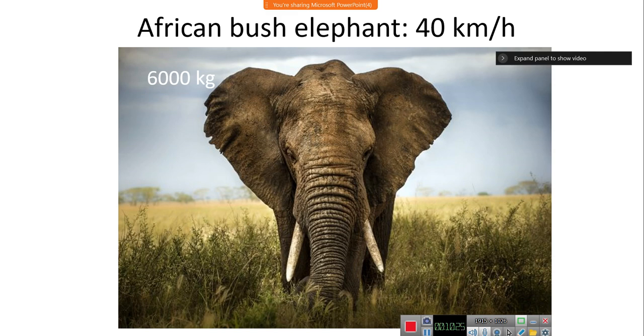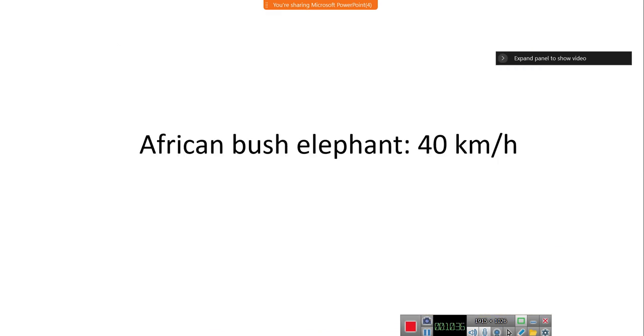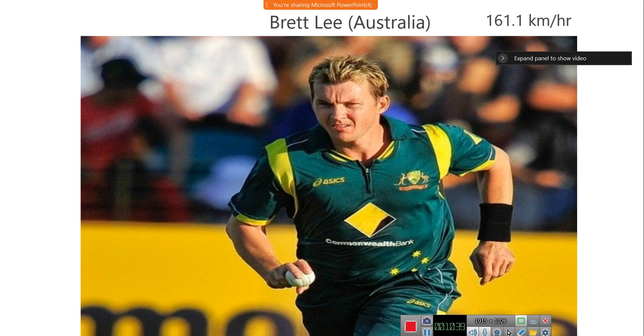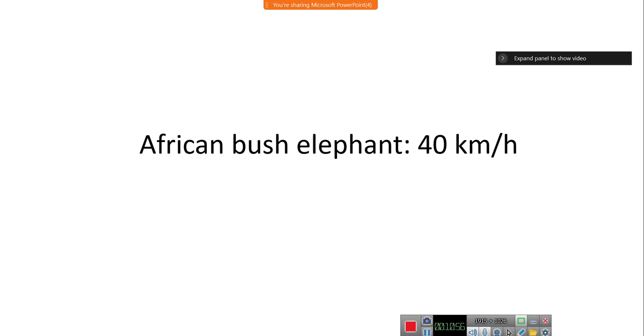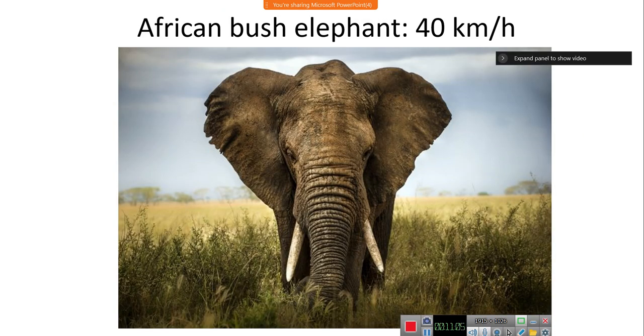The weight, we have to refer to it as mass. The mass of this elephant is approximately around 6,000 kg, and the mass of the cricket ball will be around 1.5 kg. It differs slightly sometimes. For women's cricket, the ball they use is lighter, whereas the men use around 1.5 kg. You understood the mass of the cricket ball and the mass of the African elephant.